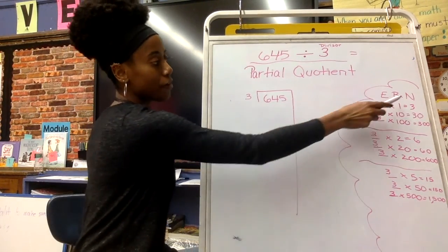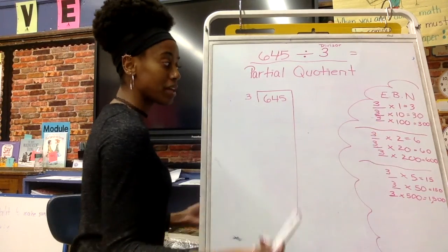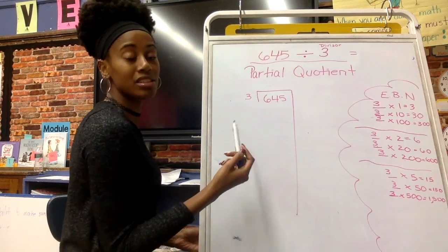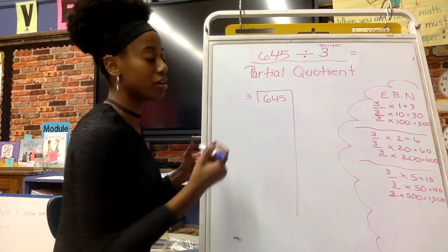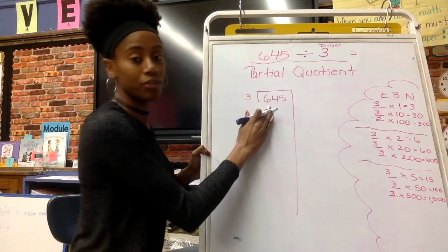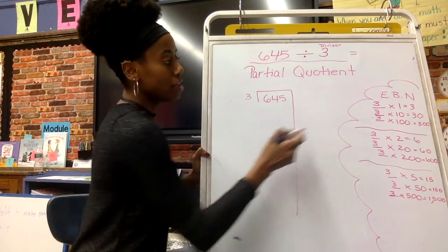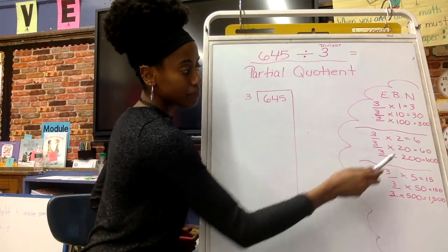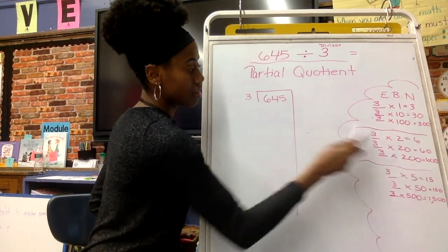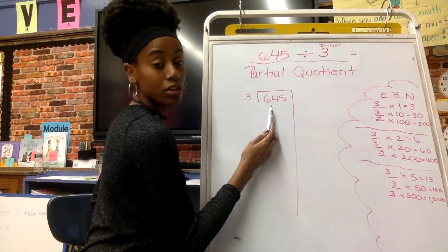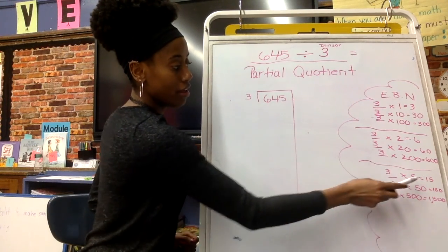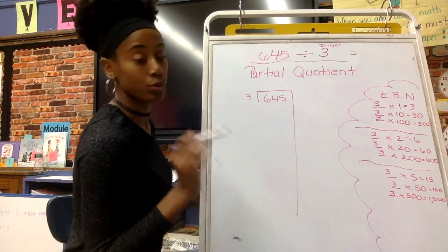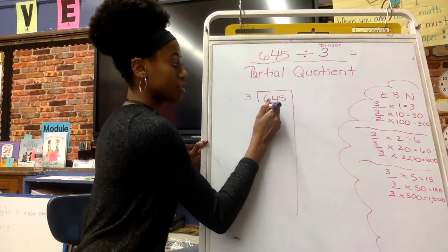So we're looking for a fact that is big enough that is close to 600, or if it's not even close, just a number that doesn't go over. But the closer we get to 645, the fewer steps you have to do. So I'm looking. I see 330, 300. 300's pretty big, but let me keep going. 660, 600. Okay, so 600 is even closer, so I might want to use this one. 15, 150, 1,500. 1,500 is way too big, so I'm going to stick with 600.